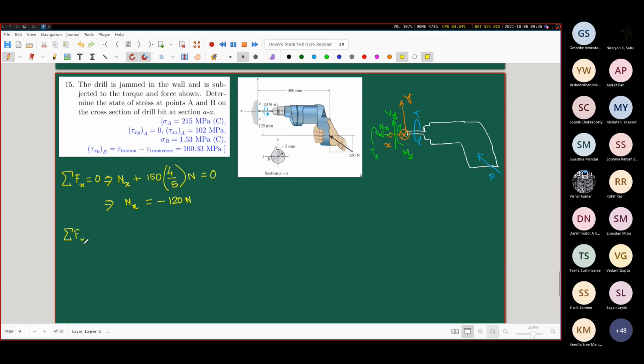Next, sigma Fy equal to 0. Tell me what is it? So Ny equal to minus 90. What? Vy. Yes, sorry. Vy plus 150 times 3 by 5 Newton equal to 0. Anything else that I have missed perhaps? I don't think so. Okay, this is fine. So this Vy is going to be equal to minus 90 Newton.